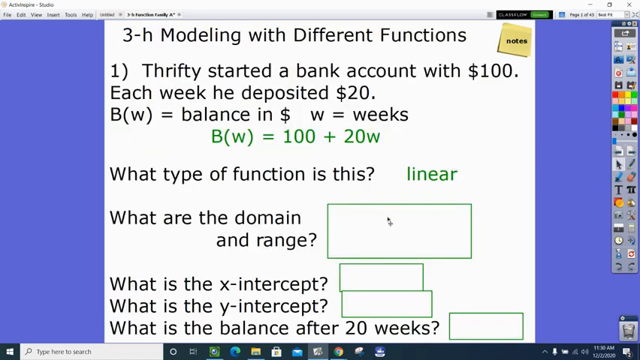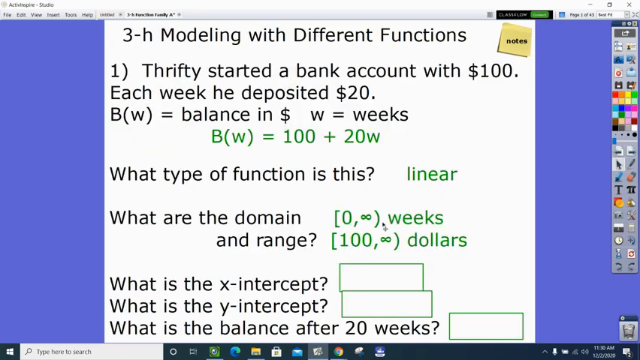All righty, so our domain and range, we just kind of mentioned. Our domain is going to start inclusively at 0 and go on forever as far as we know. And the range will start at that initial $100 inclusively and go on forever as well. Remember we said that this ray doesn't hit the x-axis, so there is none. Be careful, don't put 0, like the number 0, because otherwise you're saying it hits at 0. And the y-intercept would be the 100.